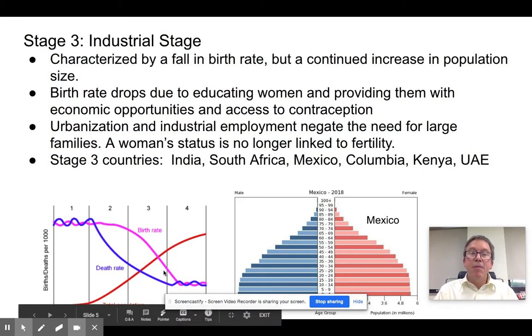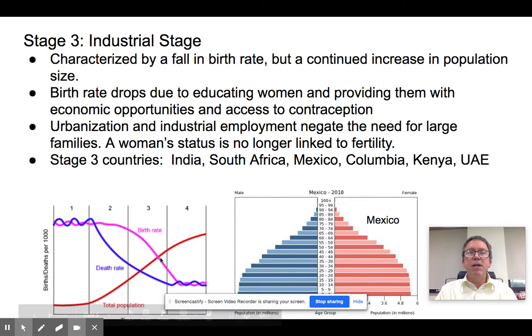The birth rate is falling, but the population is still going to continue to increase because we still have more births than deaths. So we're going to have an increase in population, but not at that same alarming rate. The rate of increase drops off a bit. And this is because the birth rate is dropping for a number of reasons.